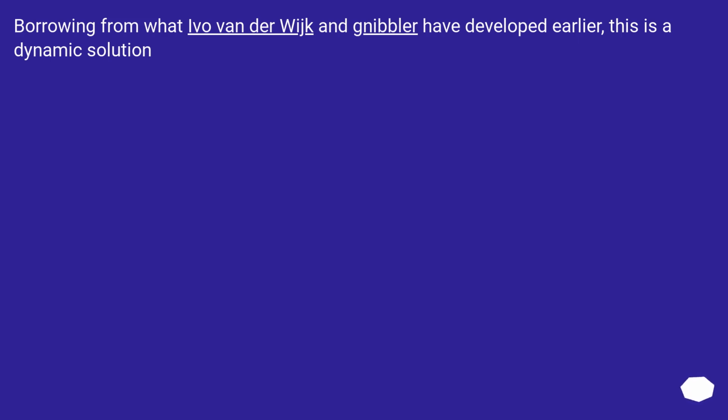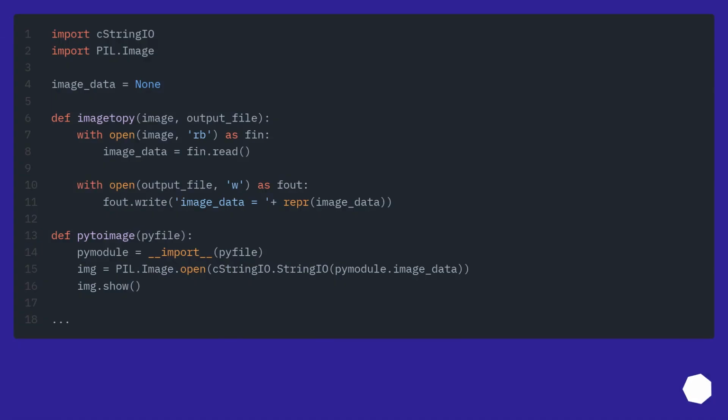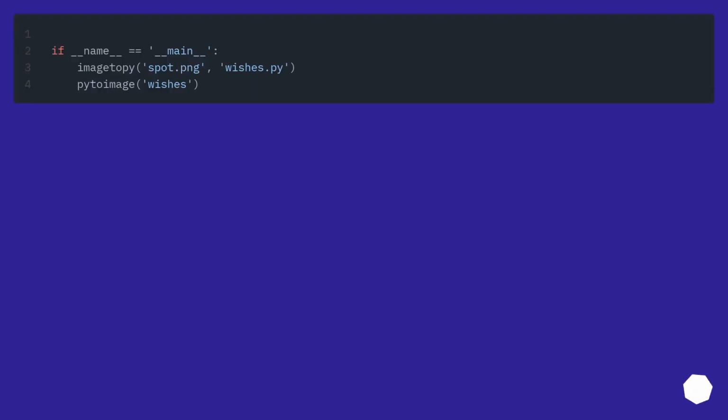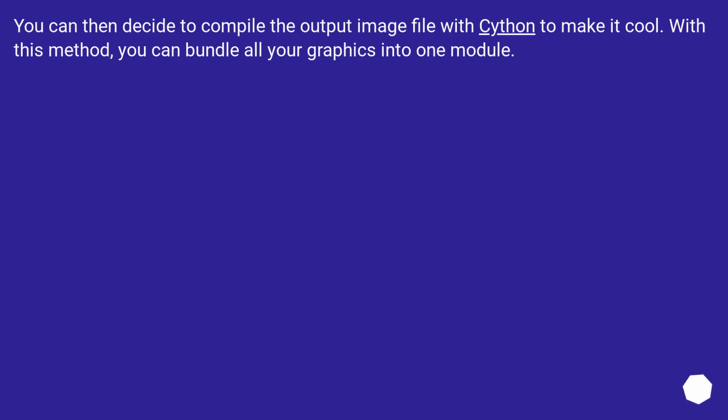Borrowing from what Ivo van der Veek and Nibbler have developed earlier, this is a dynamic solution. You can then decide to compile the output image file with Python to make it cool. With this method, you can bundle all your graphics into one module.